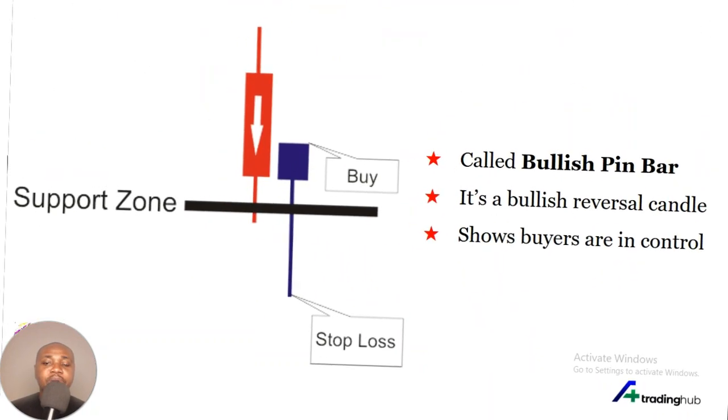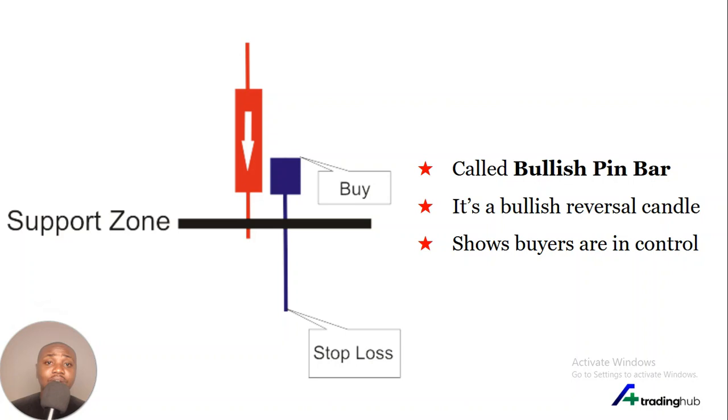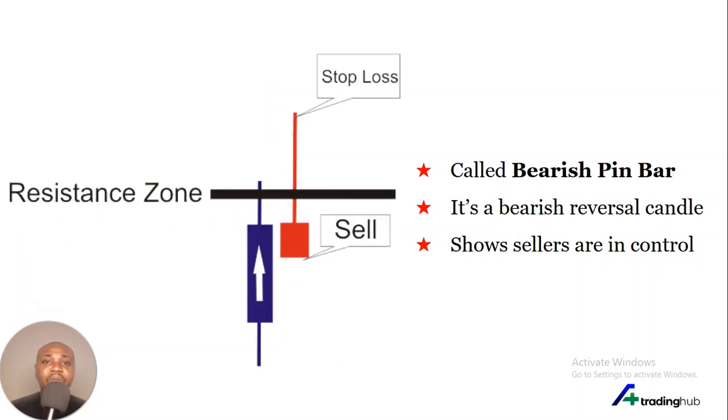Next is the bullish pin bar. It's a bullish reversal candle and it shows that buyers are in control. If you see this form on your support zone or demand zone, this signals that price may start buying from that level. The next one is called the bearish pin bar.